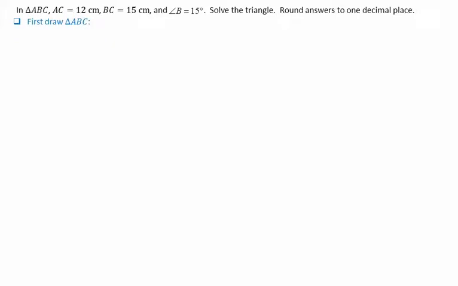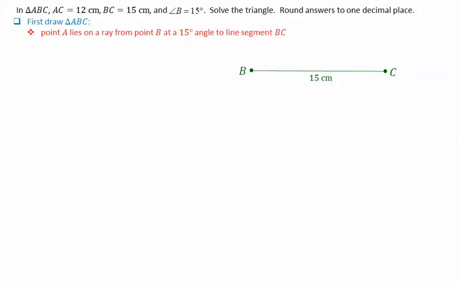First, we'll draw triangle ABC. We know that side BC is equal to 15 centimeters, and point A lies on a ray from point B at an angle of 15 degrees to line segment BC. We also know that it is 12 centimeters from point C.